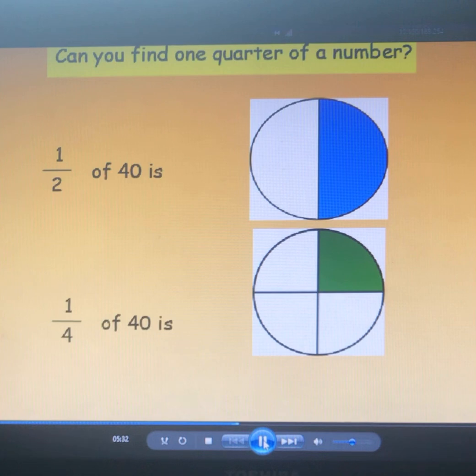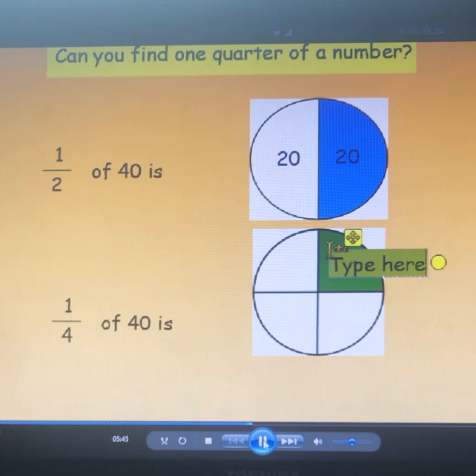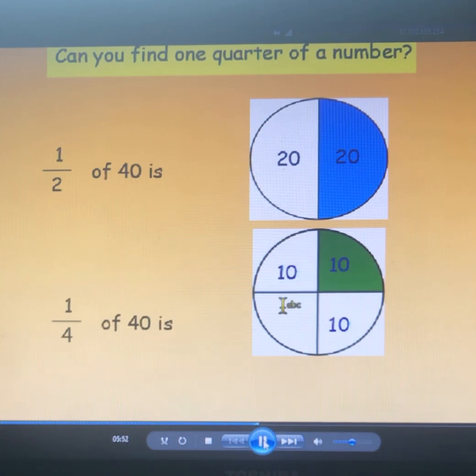To find a quarter, you half the number and you half it again. So half of 40 is 20, yeah? And then we need to half it again. What's half of 20? Half of 20 is 10. 10, 10, 10, 10.